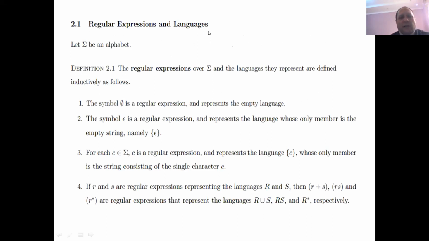Regular expression and language. What does it mean? Let sigma be an alphabet. The regular expressions over sigma and the languages they represent are defined inductively as follows. The symbol empty set is a regular expression and represents the empty language.